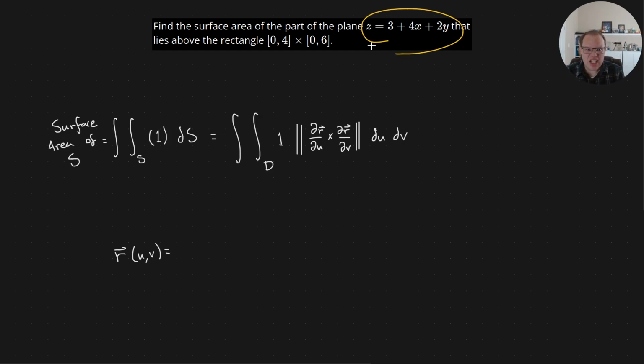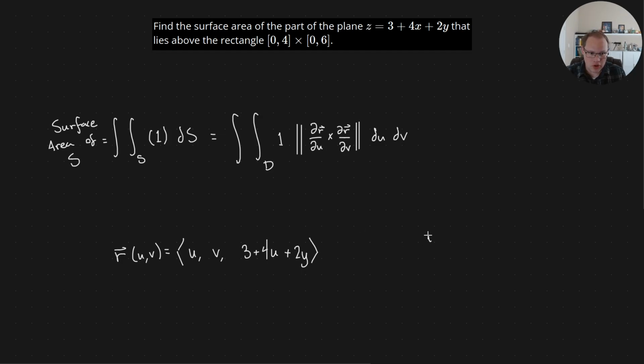Well, it's a z equals function. So probably the easiest way in this case is just to make x and y both equal to u and v. And then our z would be 3 plus 4 times the x, which I've just set equal to u, plus 2y, which is v. Okay, so there's our parameterization.